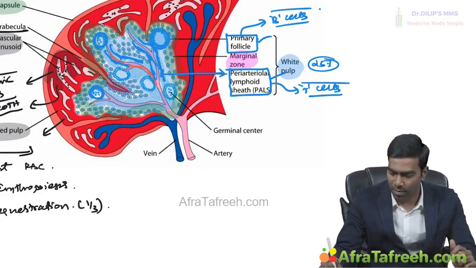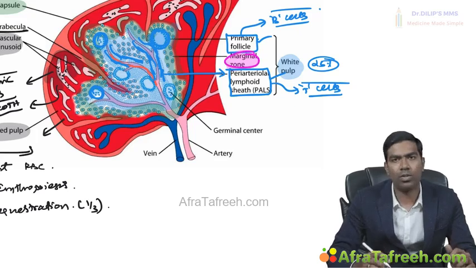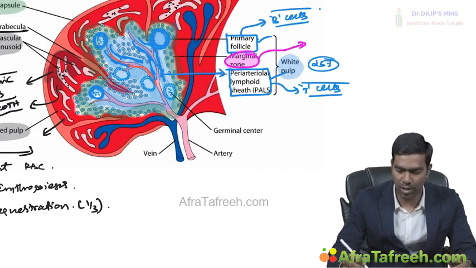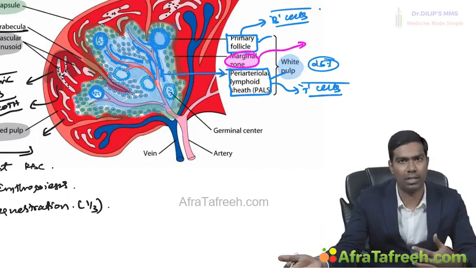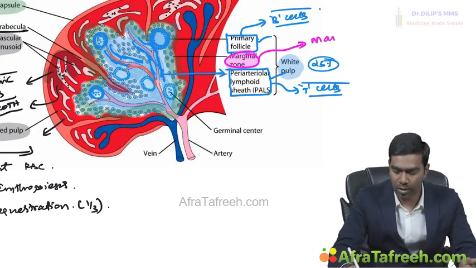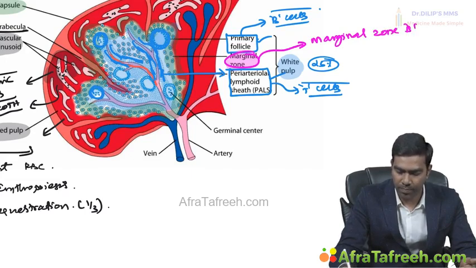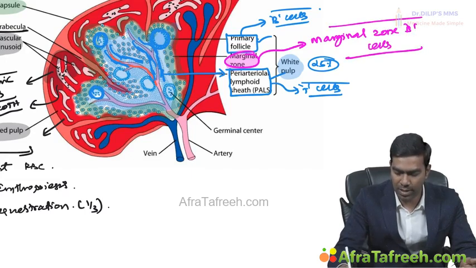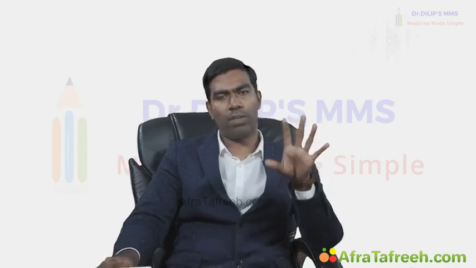Then finally you have the marginal zone. Again, I told you, the marginal zone can be a separate zone, or you can put it under the white pulp also. This marginal zone is the one that is seen between the red pulp and the white pulp, which is going to contain something called marginal zone B cells. Remember, these are specialized B cells, and in the normal physiological state the marginal zone B cells are present only in the spleen. The spleen only will contain marginal zone B cells.